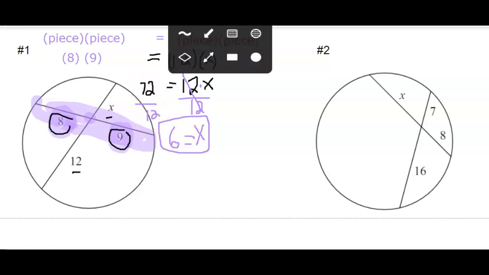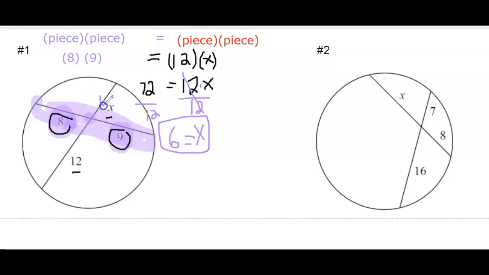So that means that this piece right here is 6 centimeters long. So 6 times 12 is the same thing as 8 times 9. What's 6 times 12? It should equal 72. Check it. Yeah, I checked it. 6 times 12 is 72, and 8 times 9 is 72. So piece times piece is exactly the same as the other piece times piece.